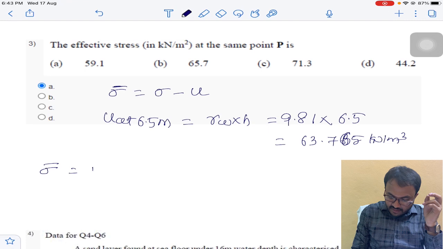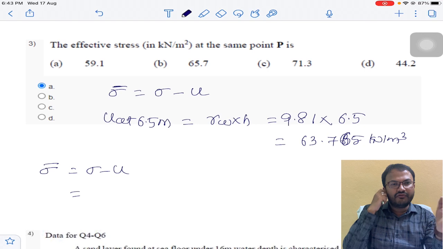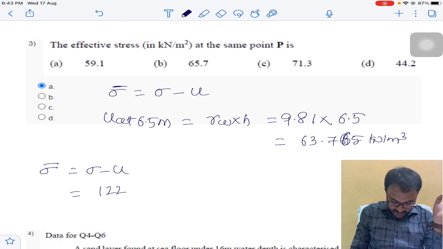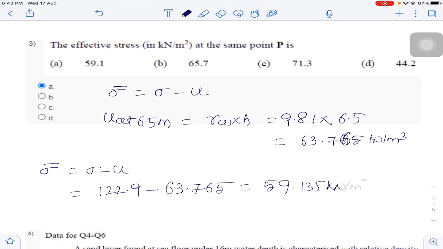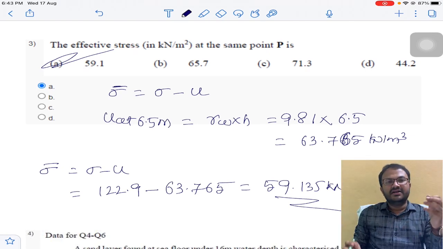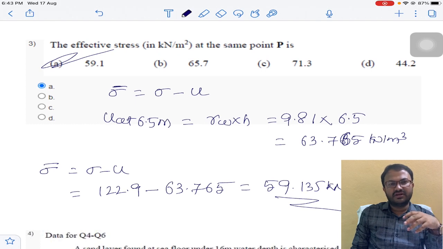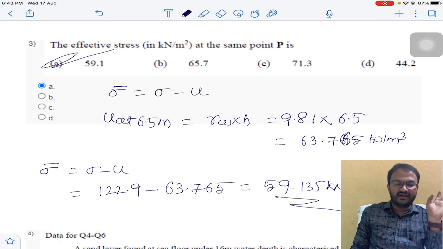So effective stress sigma bar is equal to sigma minus U. In earlier problem, we have got the value of sigma, that is 122.9 and U is equal to 63.765, that is equal to 59.135 kilonewton per meter cube. Clear? So the answer is A for question number 3. Okay, the most important model is this model. In GATE compulsory you will get at least 3 to 4 linked answer questions. Be careful.